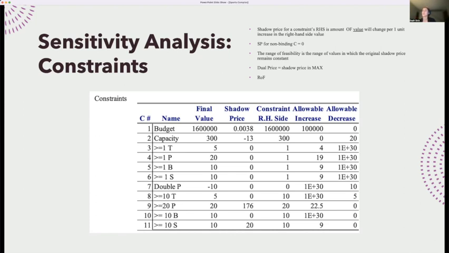When we look at shadow price for constraints' right-hand side, it's the amount the objective function value will change per 1 unit increase. For each constraint, that might be a little bit different. We can also see the right-hand side constraints in the column next to it, and those can also increase and decrease within the ranges of the allowable increase and decrease. That's important to also know. That's the range of feasibility.